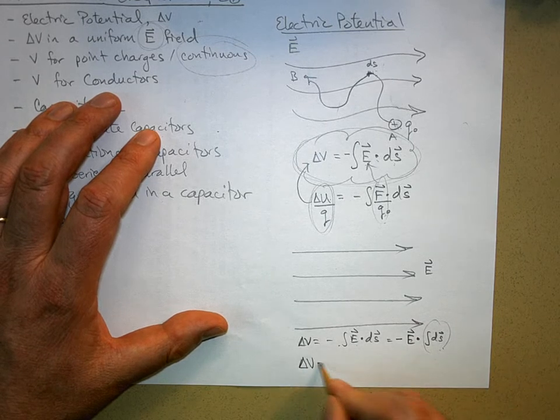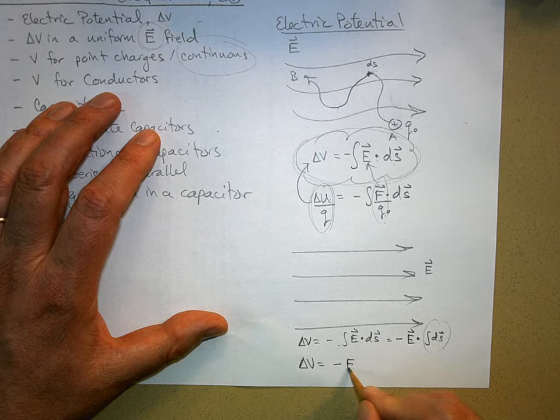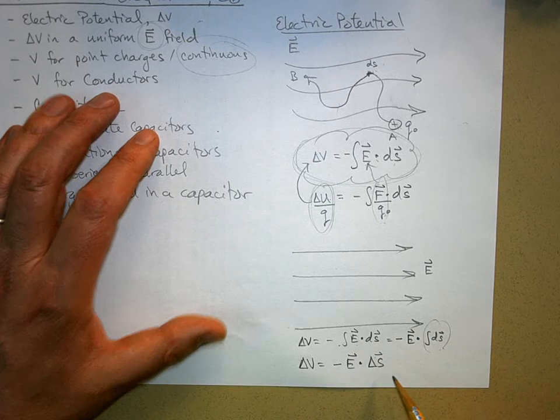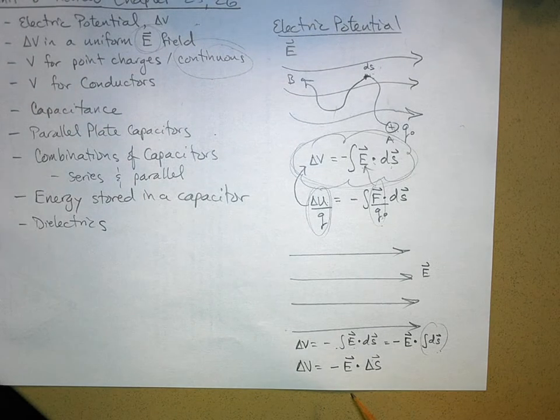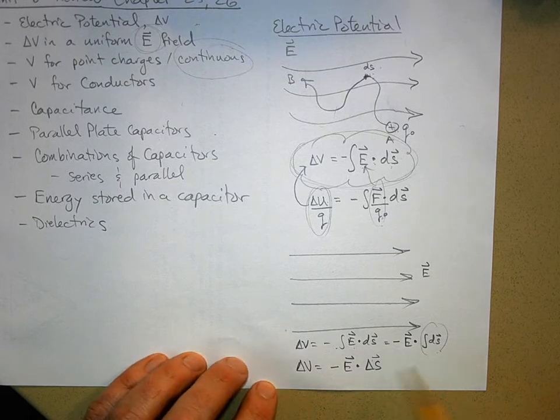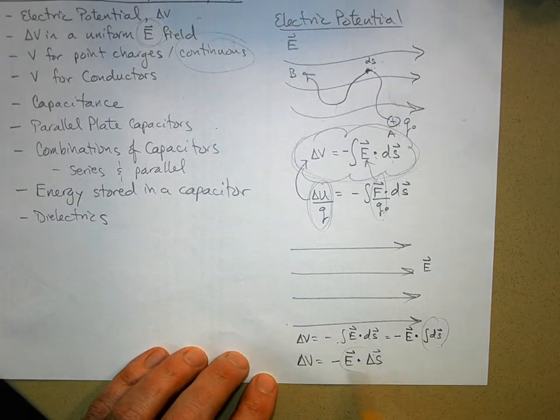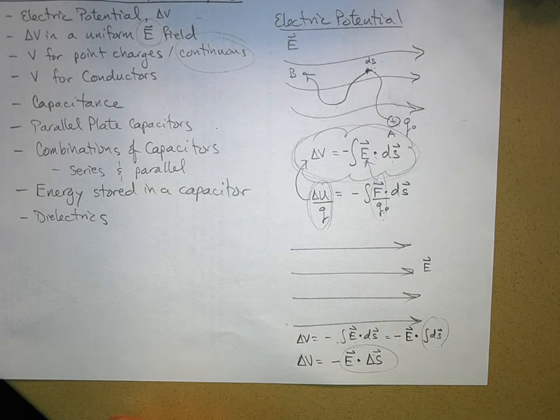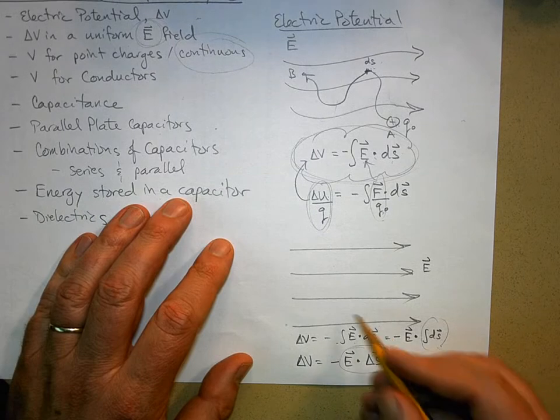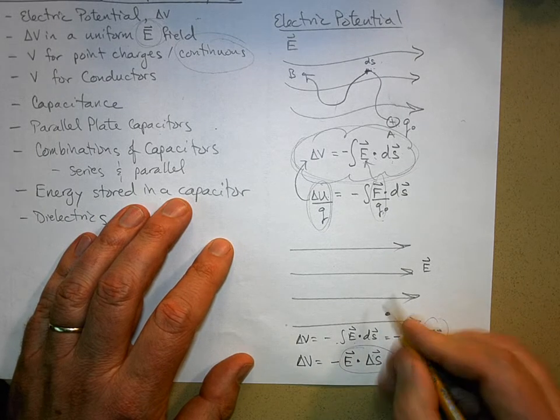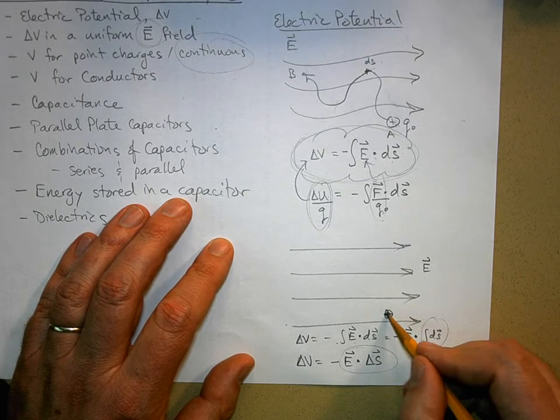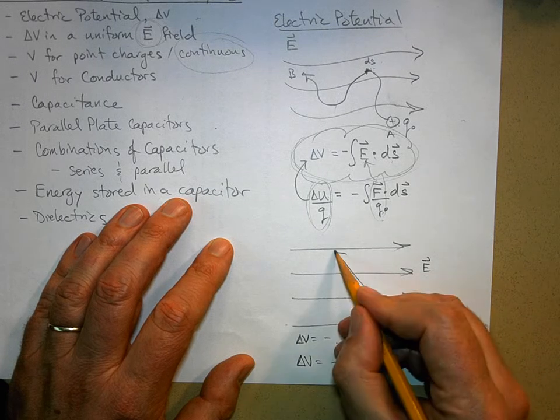So the change in voltage is equal to negative E dotted with delta S. And again, I can't remember if in the book we used, no, we used ds in the book. And then, of course, the displacement vector is sometimes called dr. Now, look. This is a dot product. So I'm probably going to give you a problem on the test where you move an object with charge on it, say it's positive charge, you move it like this, from here up to here somehow.